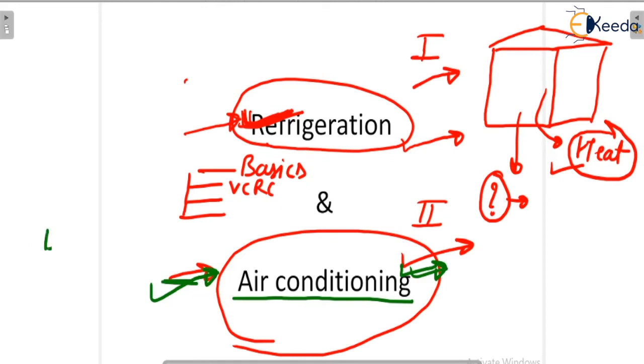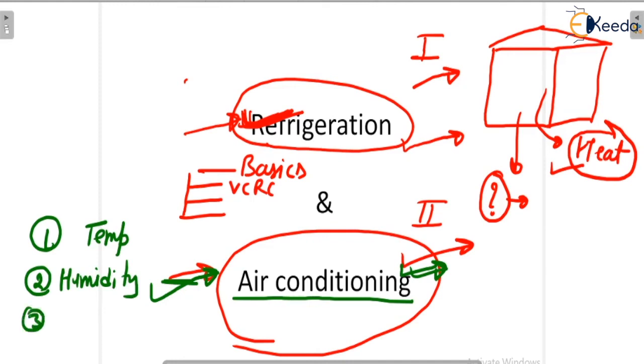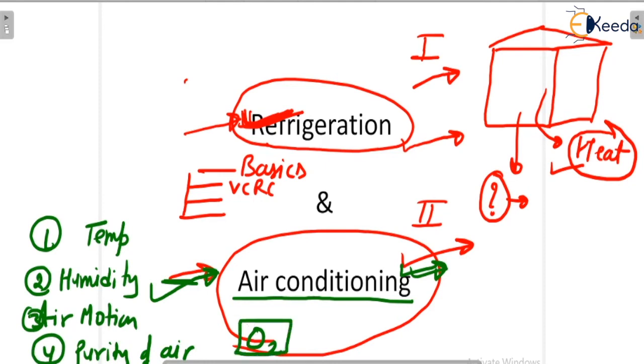So in this topic, we will study what? First, maintenance of temperature. Second is humidity. Third is air motion. Fourth is purity of air. Also, oxygen level balance, how to balance the oxygen level.